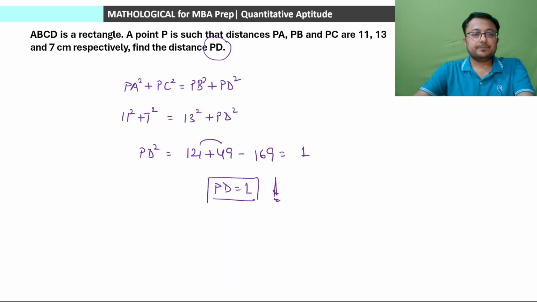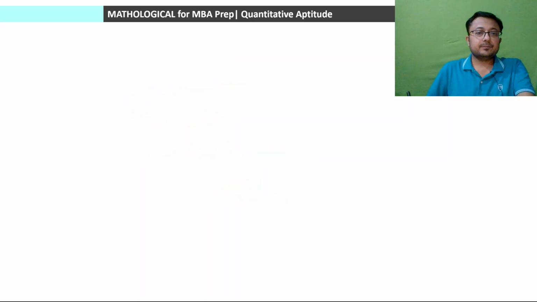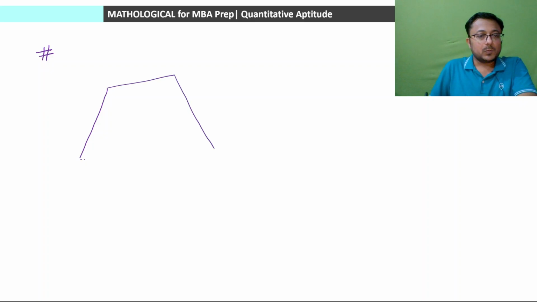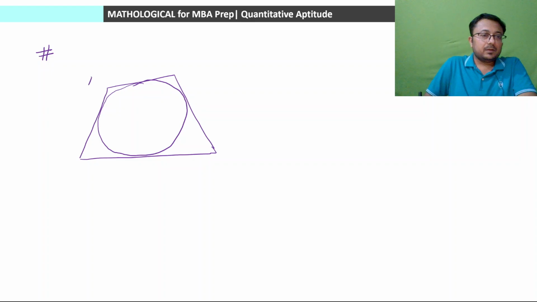Okay. Clear? Now next important property. Notice that there is a quadrilateral with an incircle. A quadrilateral ABCD with an incircle.